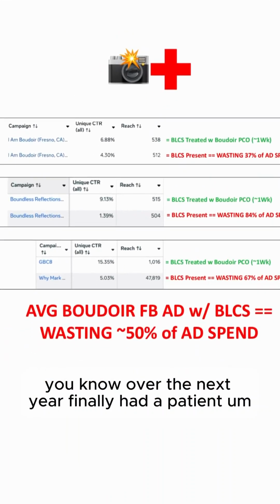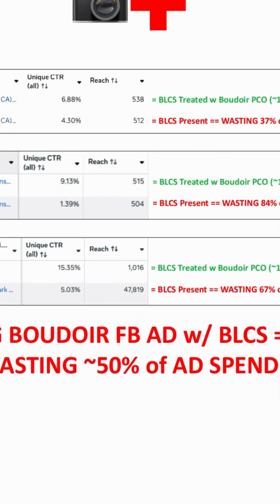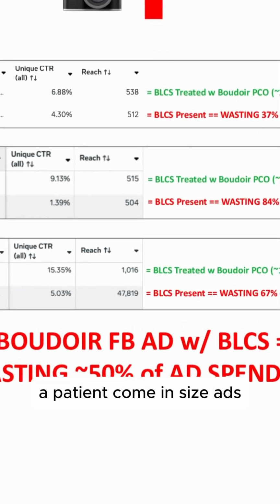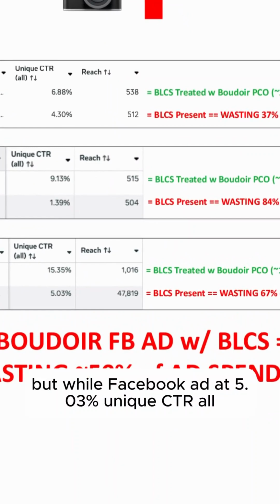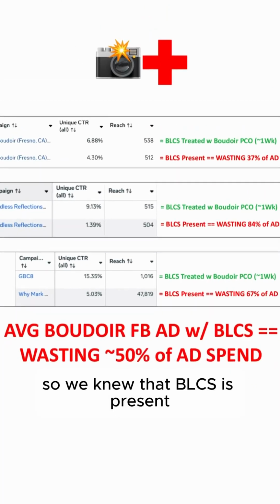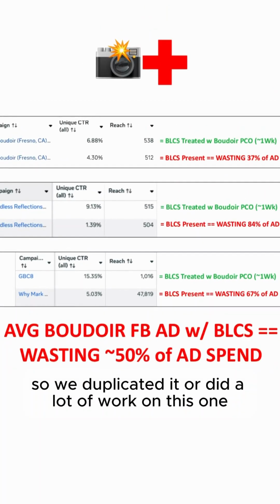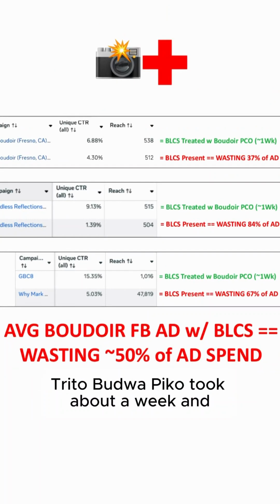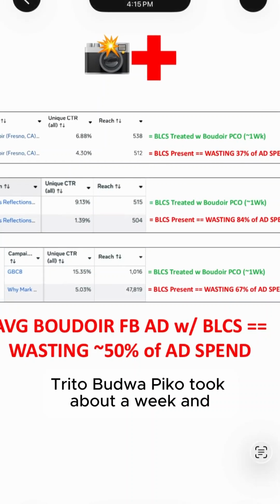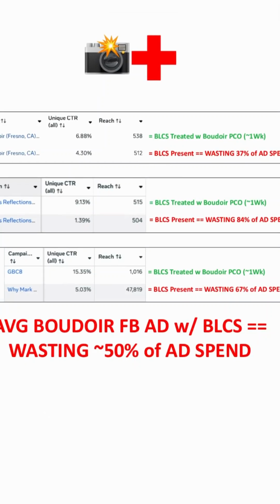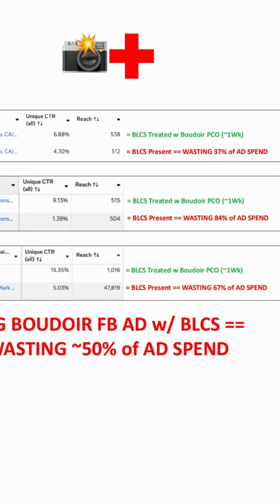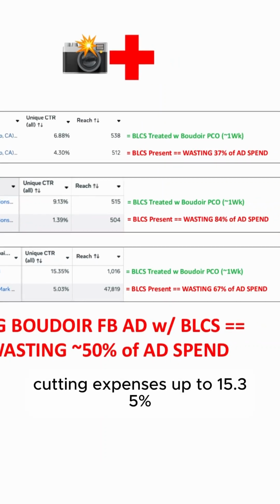Finally had a patient come in, saw his ads, Boudoir Facebook ad at 5.03% unique CTRL. So we knew that BLCS was present. So we duplicated it, or did a lot of work on this one. Treated it with Boudoir Pico, took about a week, and we got the unique CTRL up to 15.35%.